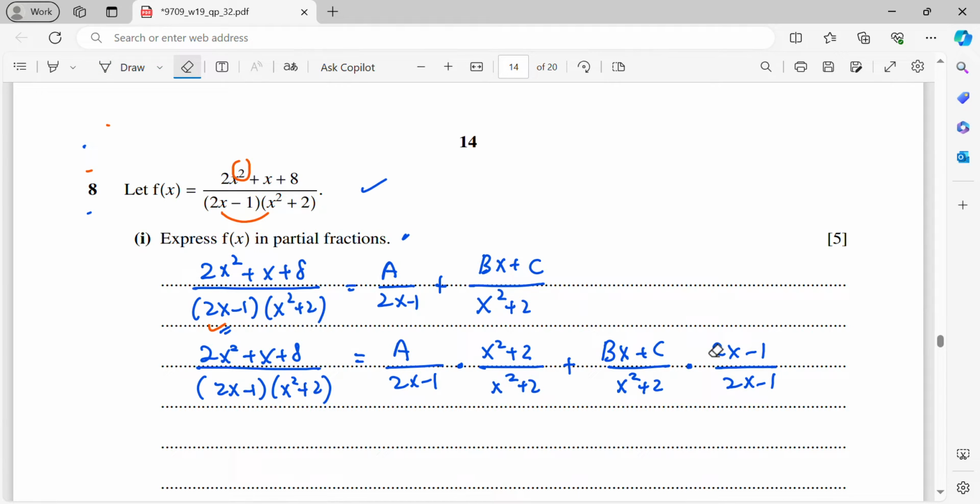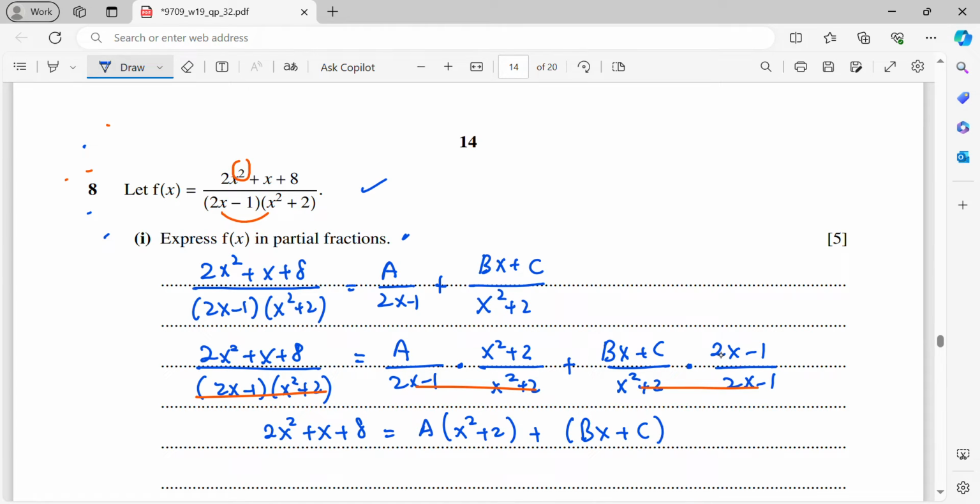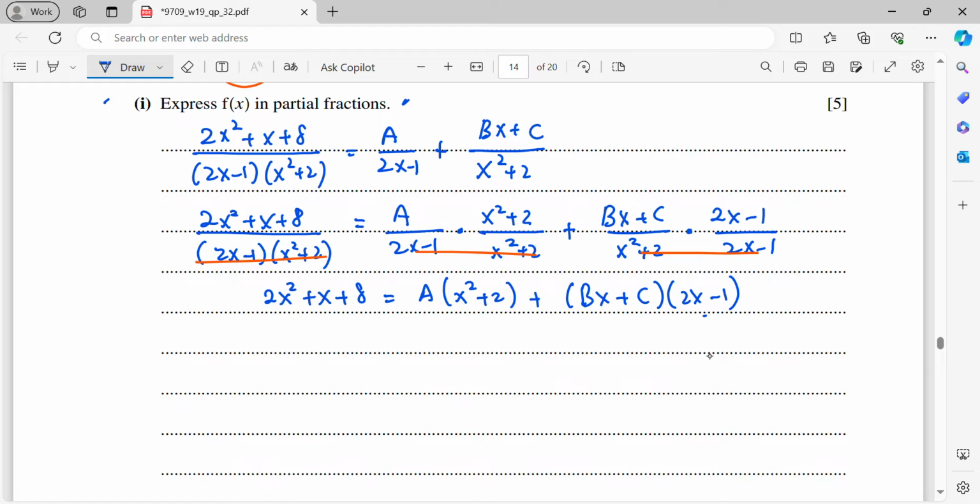Okay, then from here, since you are getting the same denominator, just cancel all the denominators and write down the numerators. So I will get 2x squared plus x plus 8 equals A times (x squared plus 2) plus (Bx plus C) multiplied by (2x minus 1). So let this factor be 0. I'm using the substitution method, so my x will be half. You need to replace x by half in this whole equation.